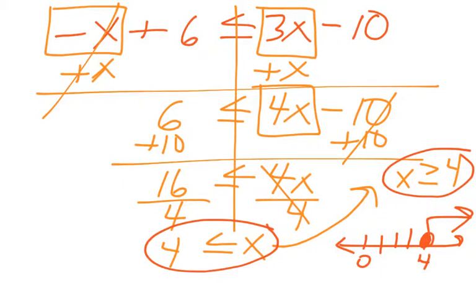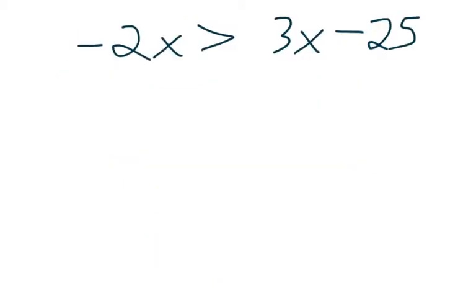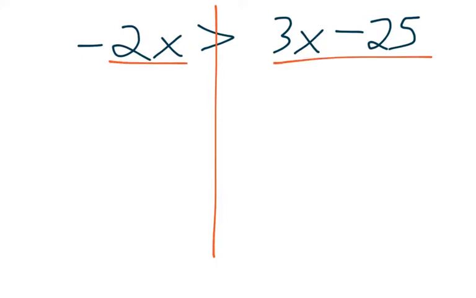Let's look at one more example, and then I'm going to have you try one on your own. So here we have negative 2x is greater than 3x minus 25. So let's draw a line through the inequality sign to separate our two sides. And now there's no parentheses or like terms on either side. So we have to get our variable terms on the same side.